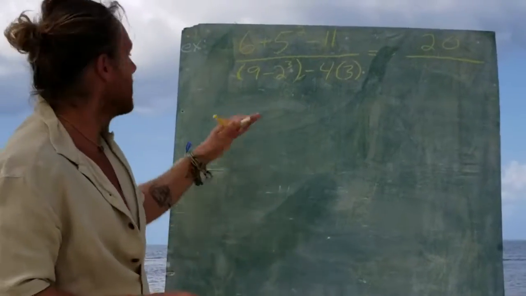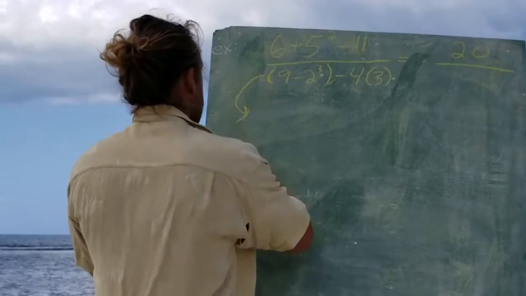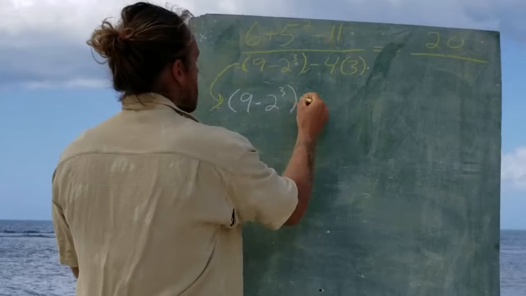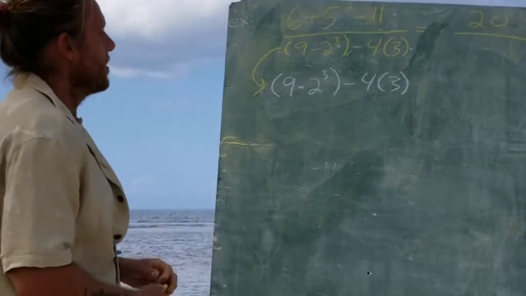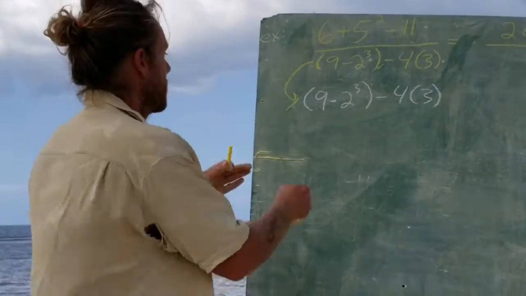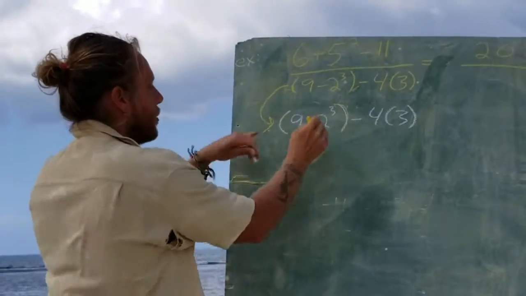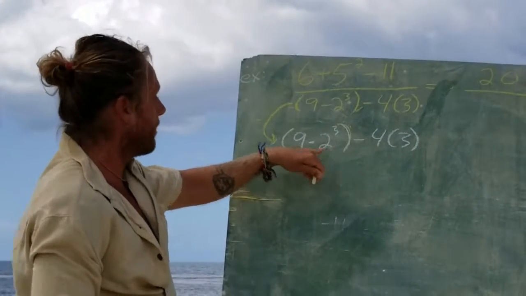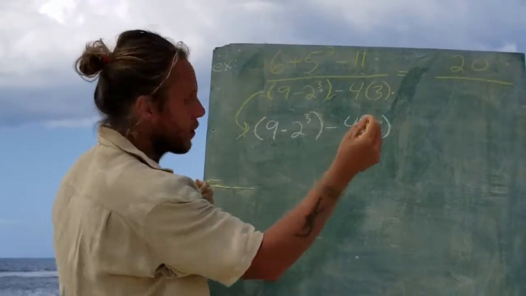Okay, so now let's simplify the denominator. So we have some grouping symbols, some exponents, some multiplication, and some subtraction. So first thing we do, grouping symbols. We're going to deal with this area first. So we're ignoring this for now. So looking inside of here, what do we do first? Exponents and roots before subtracting. So we'll take 2 to the third, excuse me.